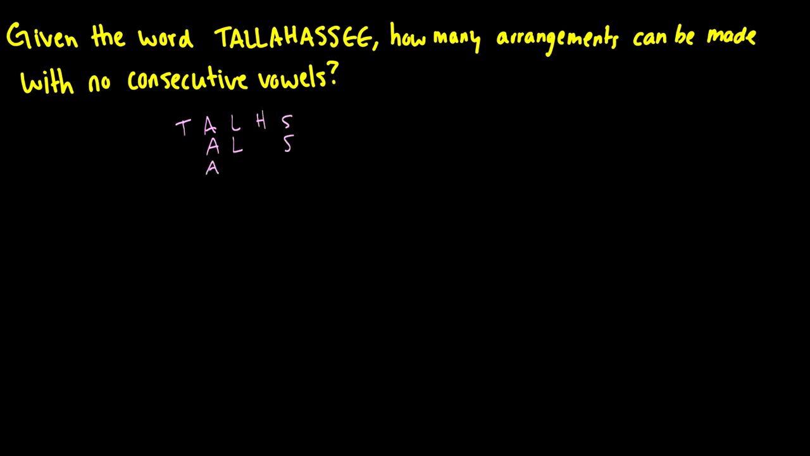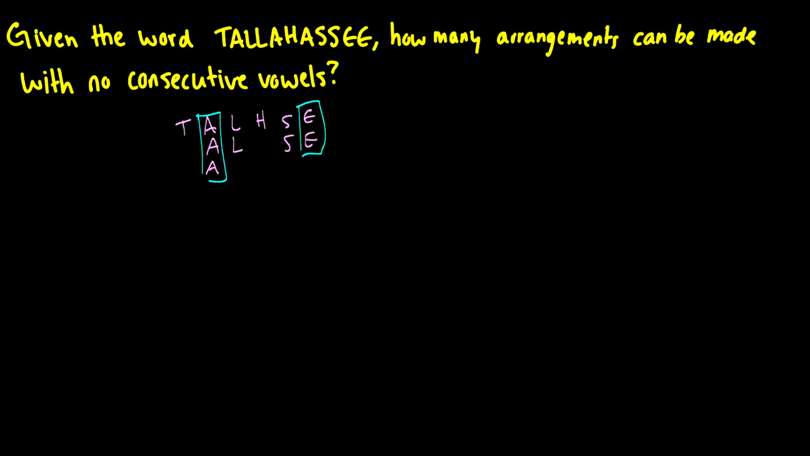Tallahassee. So, okay. We have 3 A's, 2 L's, 2 S's, and 2 E's. Of course, we have lots of these, otherwise I wouldn't have picked this question. Now, how many arrangements can be made with no consecutive vowels? So, a strategy here is saying, let's leave the vowels out for now. Let's look at those later.